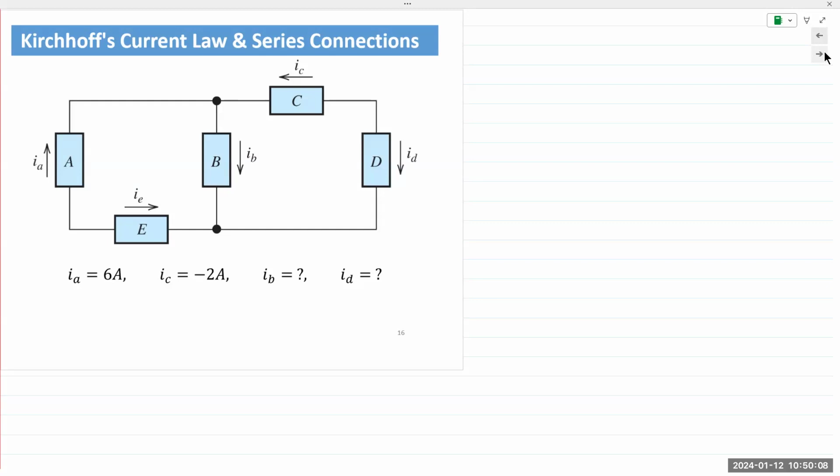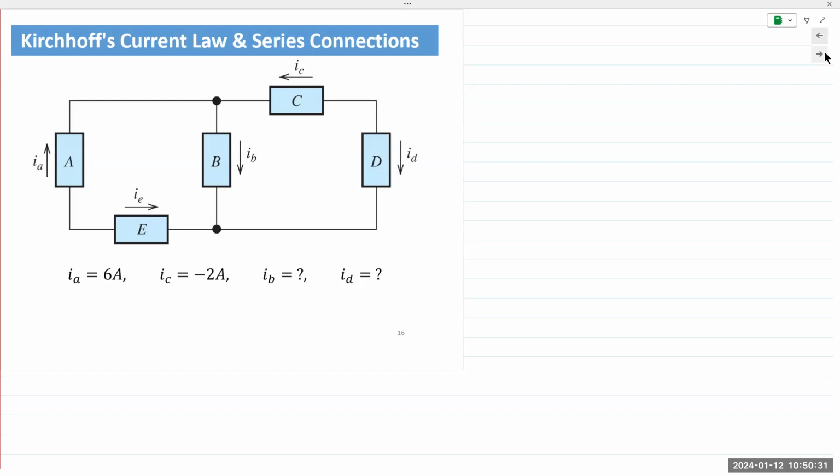Okay. So what he said was, whether it's for current or for voltage, the sum of currents around a junction in an electrical circuit will always equal 0. And the sum of all voltages around an electrical loop will always sum up to 0. Again, law of conservation of energy. Everything has to sum up and balance out.